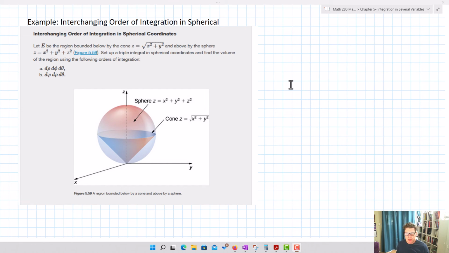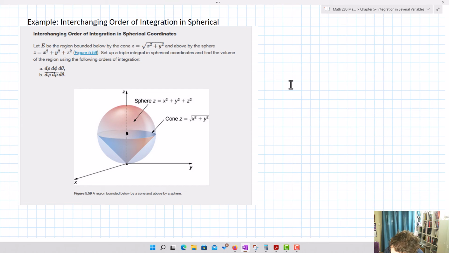Okay, so notice that in this case, our sphere is not actually centered at the origin. And so we've got something a little bit different. Our cone is pretty standard. It's not going to be too much of a problem for our cone, but our sphere is a little bit different. It's centered at some other point, right there, okay? Not actually at the origin. So let's first start out, we're going to do our d rho, d phi, d theta.